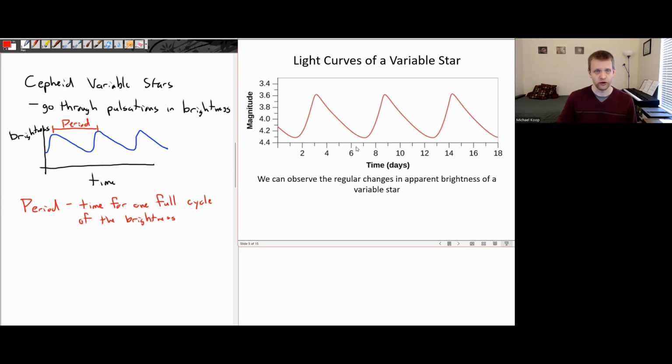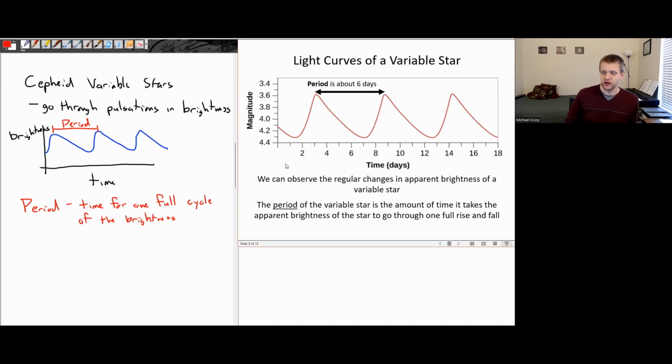And if I have this graph with time on the horizontal axis, I can measure what is the period of this star. So in this case, we're going from about 3 days to about 9 days for going from the brightest spot to the next brightest spot. So in this case, the period is about 6 days. If we have one of these graphs, we can measure what the period of this star is. If we're just observing it with a telescope, it's going through these pulsations. We're watching that over a certain length of time, and we can measure the period.